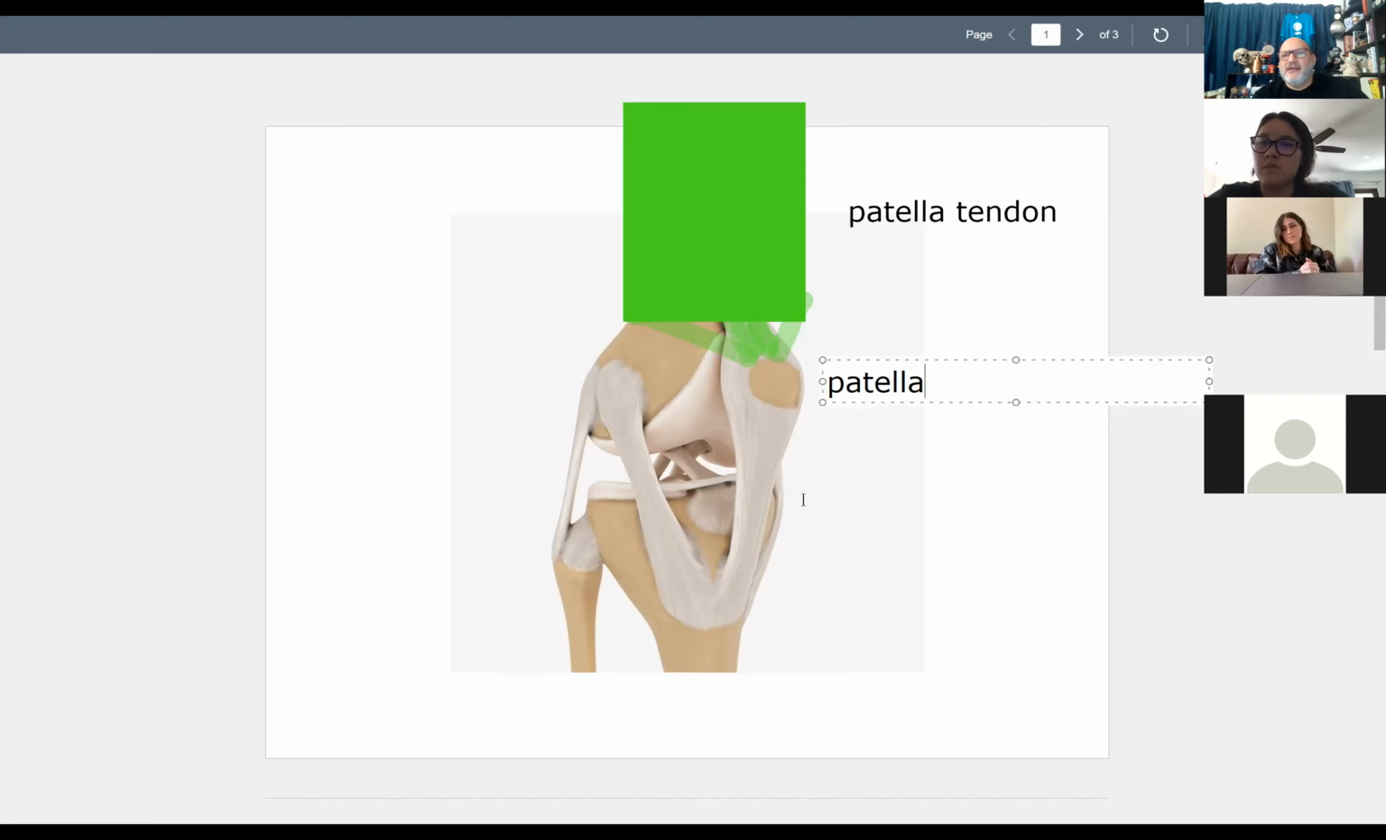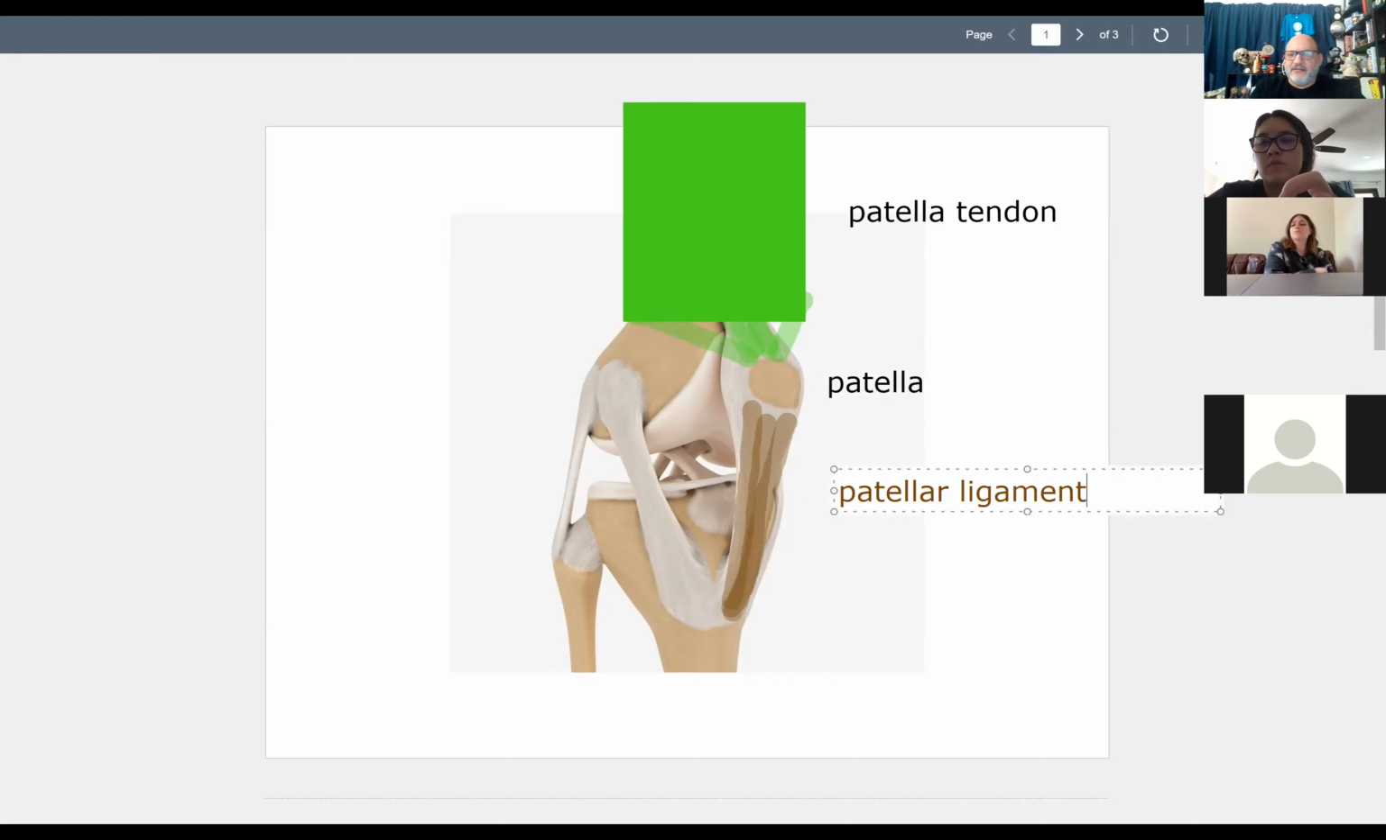However, notice there is a continuation of that dense irregular connective tissue that goes from the patella to the tibial tuberosity. And this is known as the patellar ligament, because ligaments go bone to bone, tendons go muscle to bone. So this patellar tendon and patellar ligament also help to stabilize the knee.